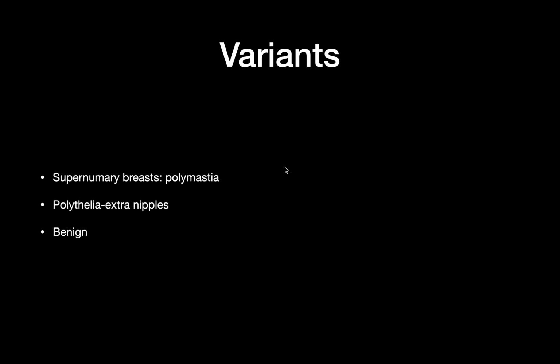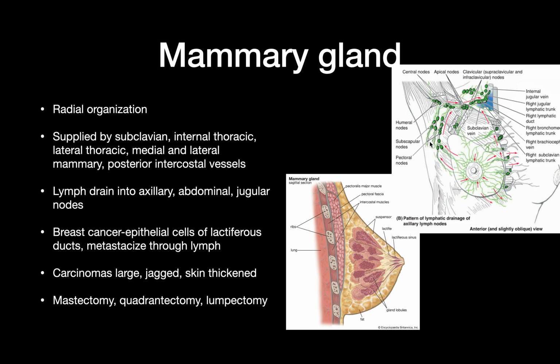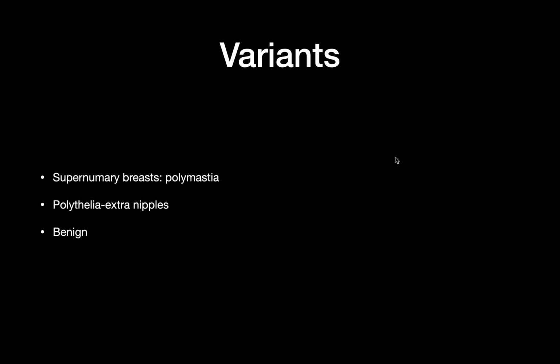There are a couple of variants. They're benign though. They're just aesthetic variants. So supernumerary breasts. You can have polymastia, which just means you have extra breasts. They usually occur in the axillary tail of the breast. Let me go back. The axillary tail goes back that way, so usually there's an extra little lump right here. And polythelia, which just means you have an extra nipple.